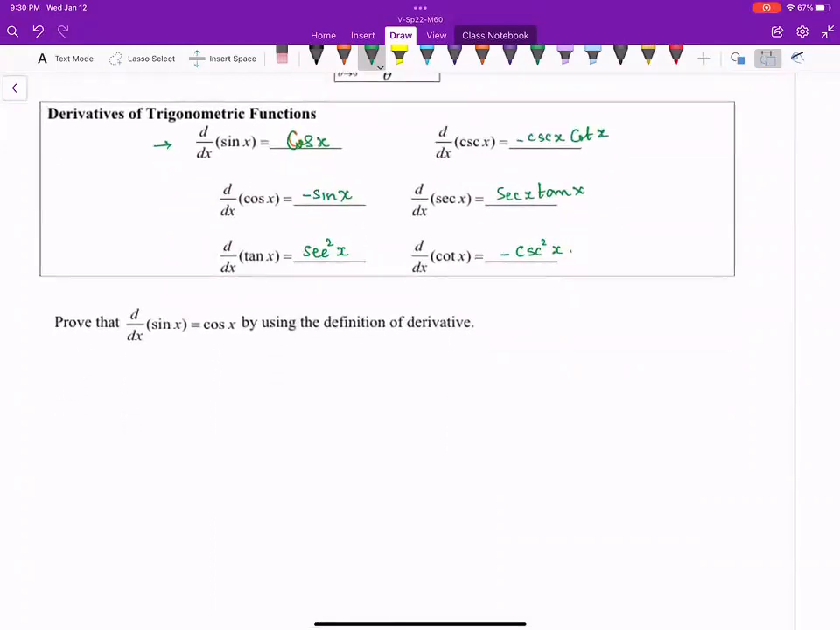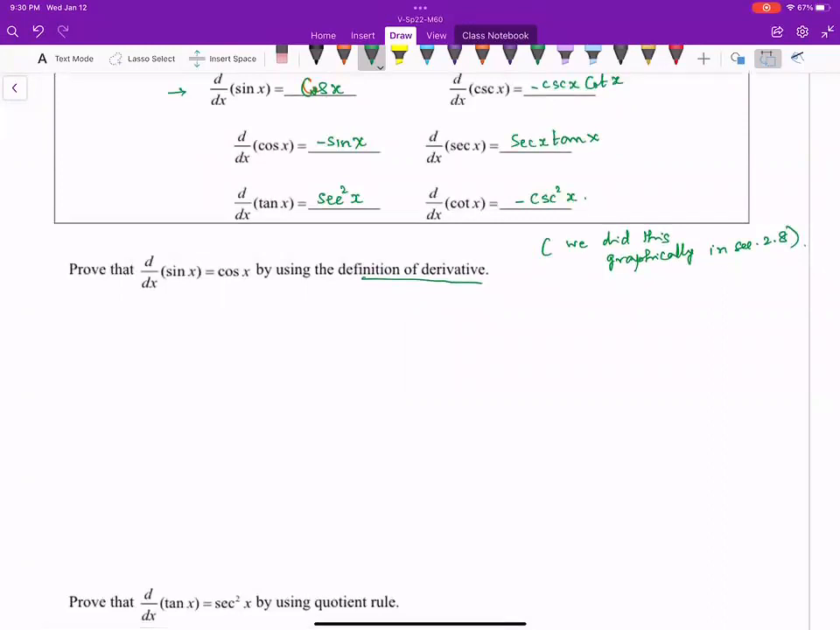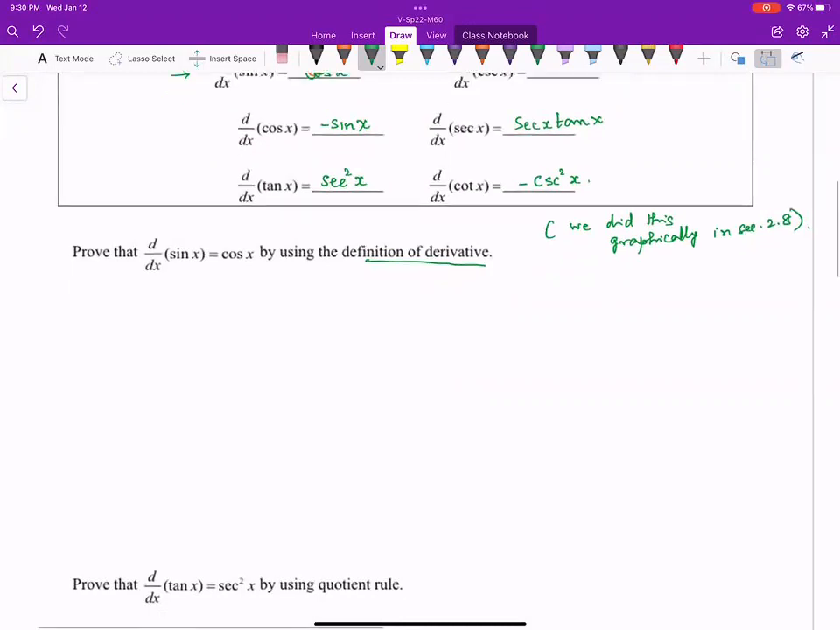So now let's at least prove one of them, and we'll see how, using the definition of the derivative, we are able to prove that the derivative of sine x equals cosine x. We did this graphically in section 2.8. Check that one. Now let's use the definition of the limit. So what is the definition of the derivative? You can apply either the first definition or the second definition. Maybe the second definition will come in handy here.